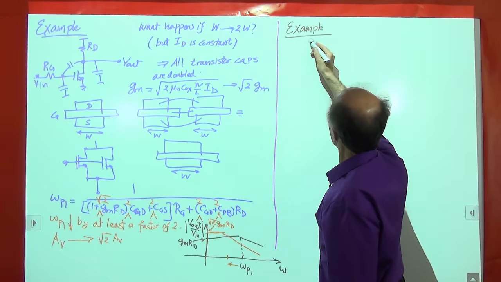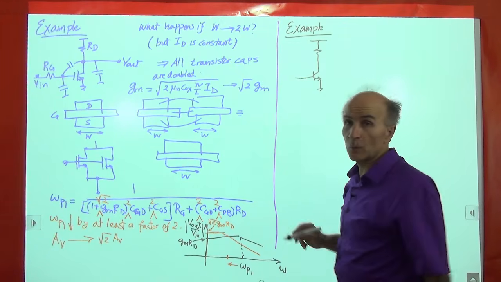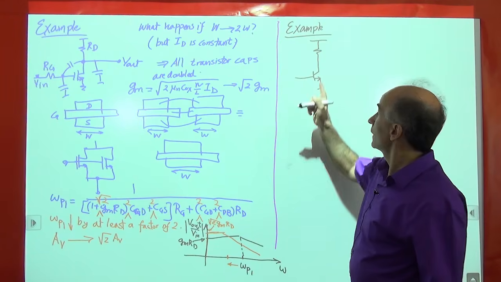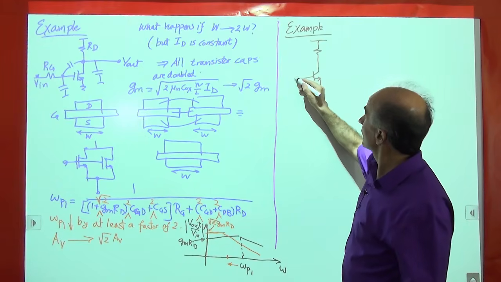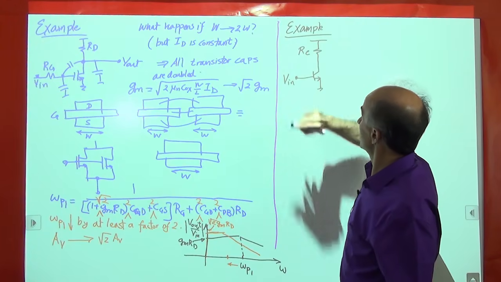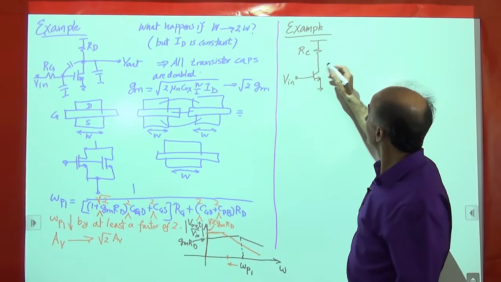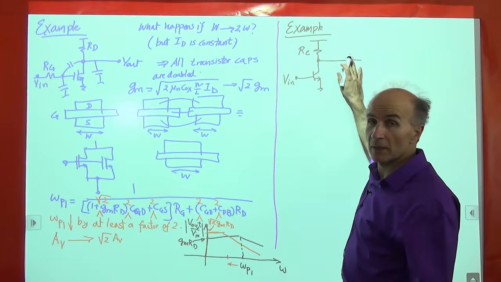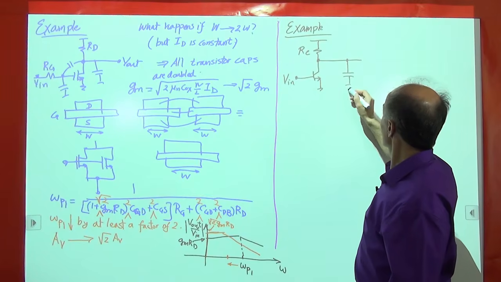Suppose we have a common emitter stage, and this time we will simplify it as much as possible. Don't worry about the transistor capacitances, let's say they're negligible. So we have an input here, we have a collector resistor here. The transistor is biased properly, everything is good. It's amplifying. And the only thing is that this amplifier has to drive some load capacitance. So here's a load capacitance that we have to drive. We call it CL.